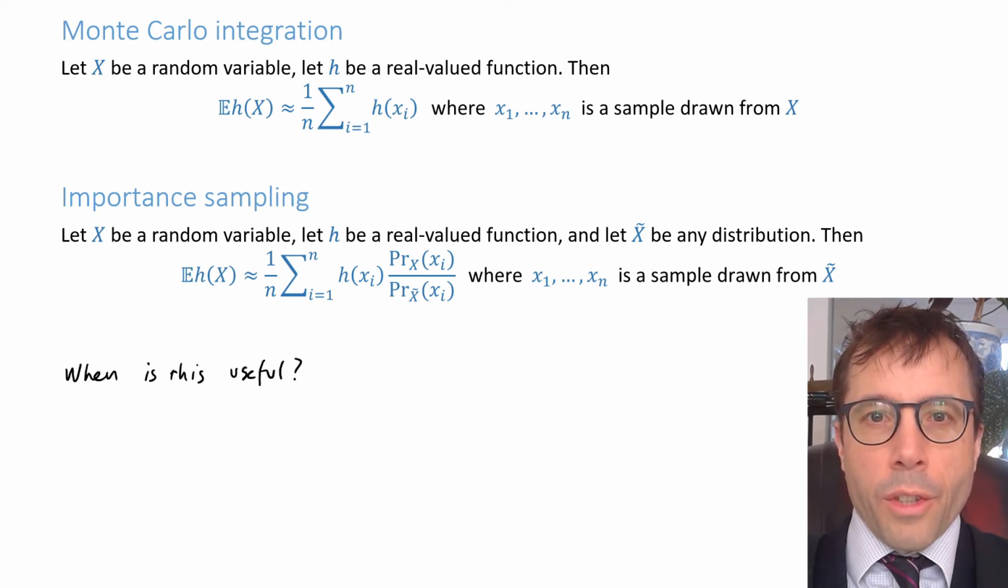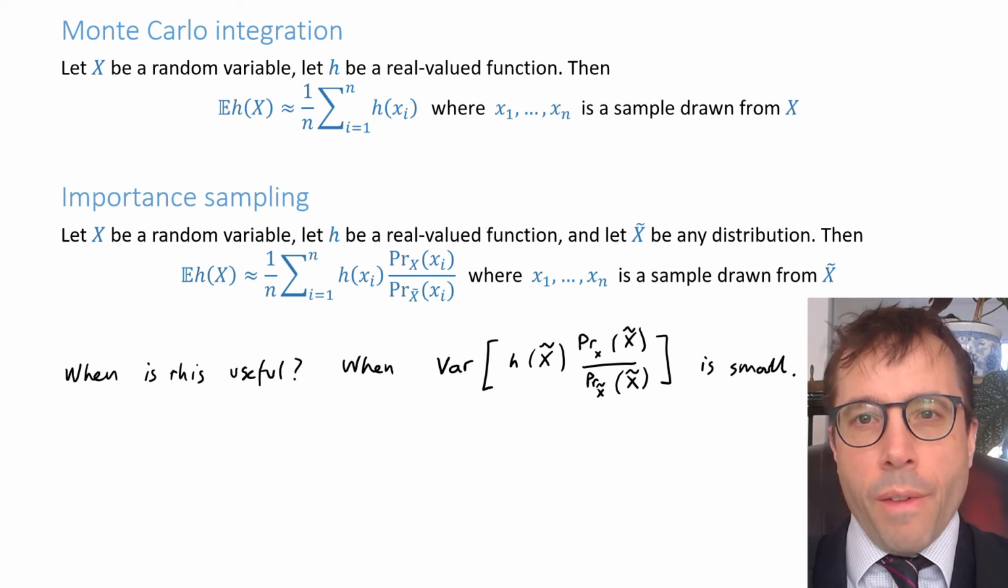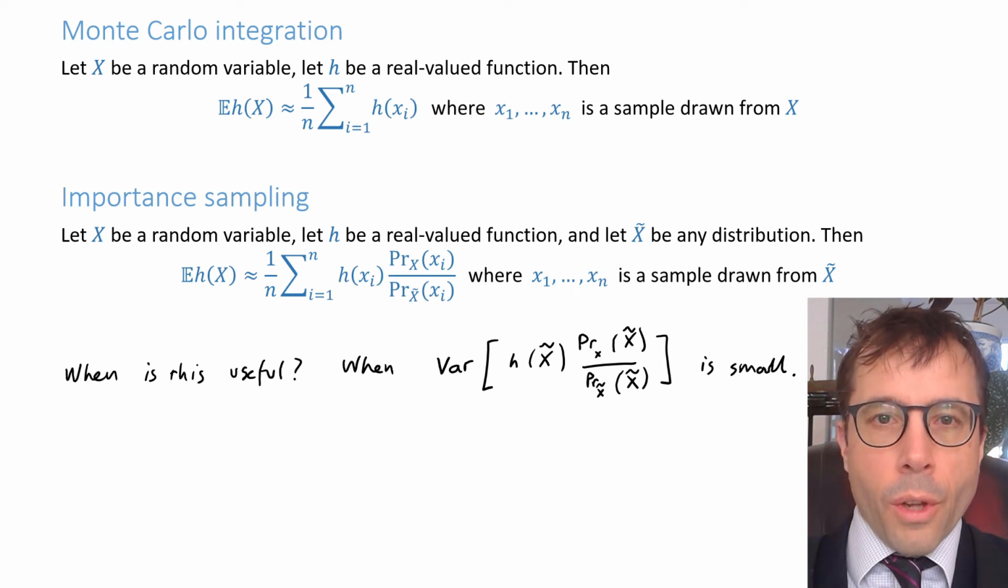Here's a very simple idea. Let's just compute the variance of our importance sampling estimator. The approximation tells us to take samples of this thing here in brackets and average them, and if the variance is small, then the average should be well behaved and not noisy. Okay, so how can we compute the variance?